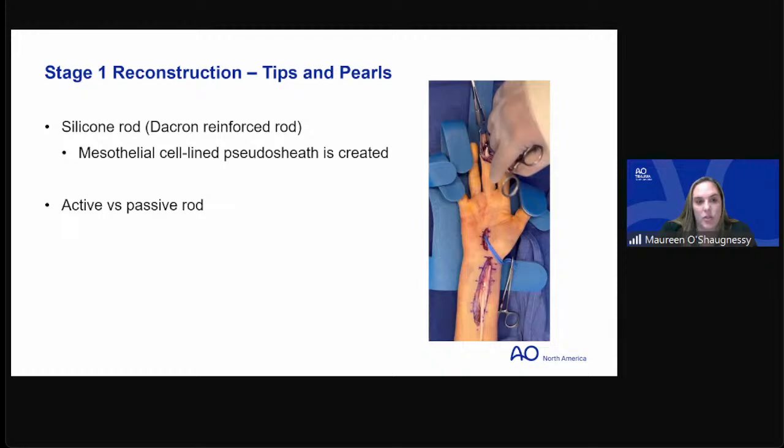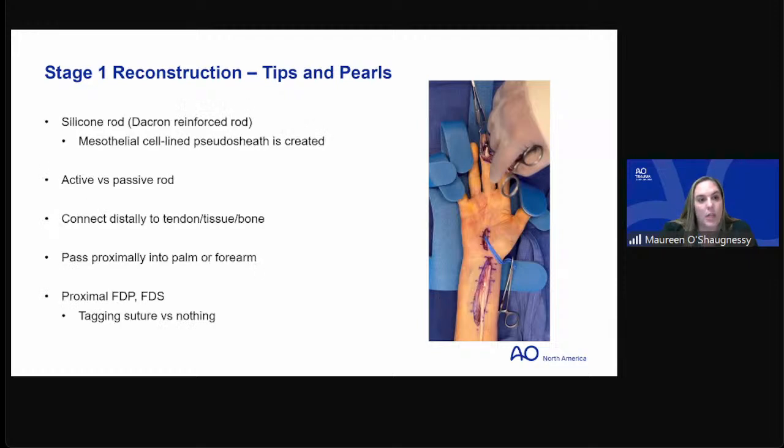Here you're going to then use your silicone rod. Make sure you have those in stock because not all ASCs and all surgery centers have these. It's kind of a one-off thing that us hand surgeons use. So be sure you've got these available. And what we know that the silicone rod does is it creates a mesothelial cell-lined pseudosheath for our tendon reconstruction to pass through. The rods can be active or passive. I use active. I think it's probably what's a little bit more common these days, but passive has been used with success in the past.